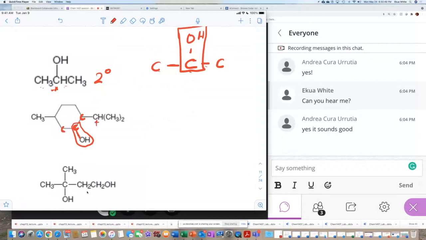We don't care about this carbon because that carbon is not directly attached to our alcoholic carbon. Our alcoholic carbon is right here. So this is also secondary.